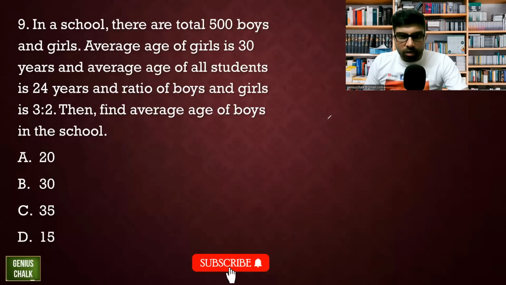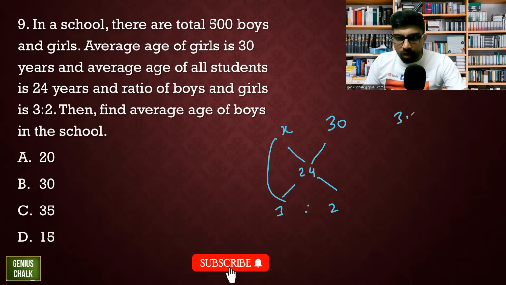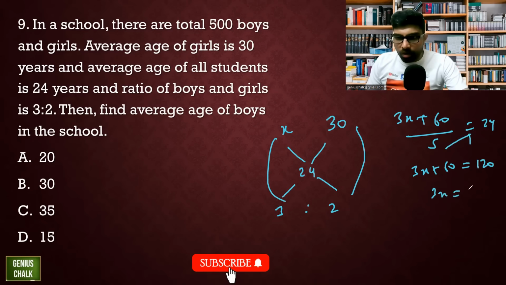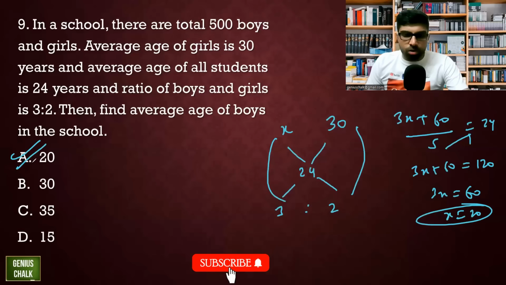Rest, the easiest way is like this: this is 30, this is X, overall is 24, and the ratio is 3:2. So we can directly apply N1A1. So this is 3 into X plus N2A2, upon N1 plus N2, equal to 24. So 3X plus 60 equals 120. So 3X will be 60. So X has to be 20. So this is also one method which we can use, right?